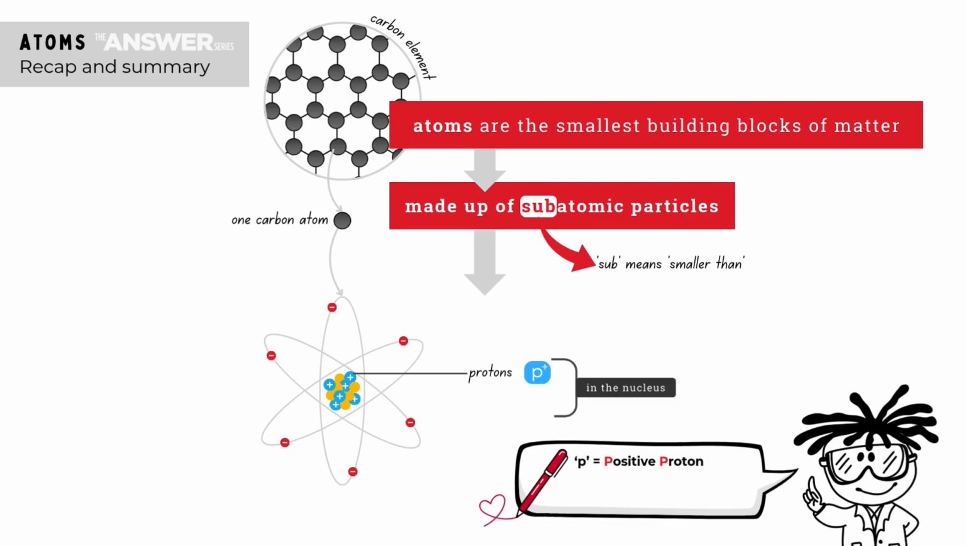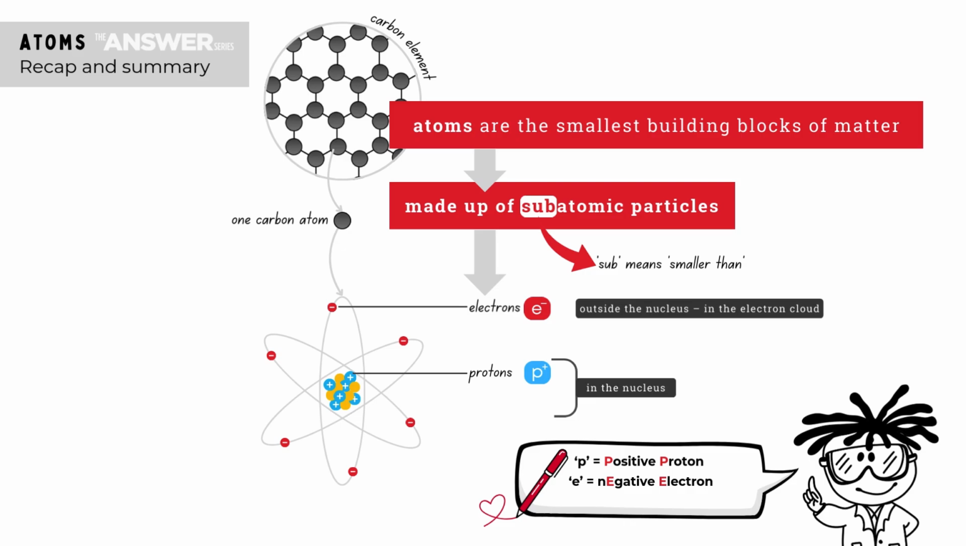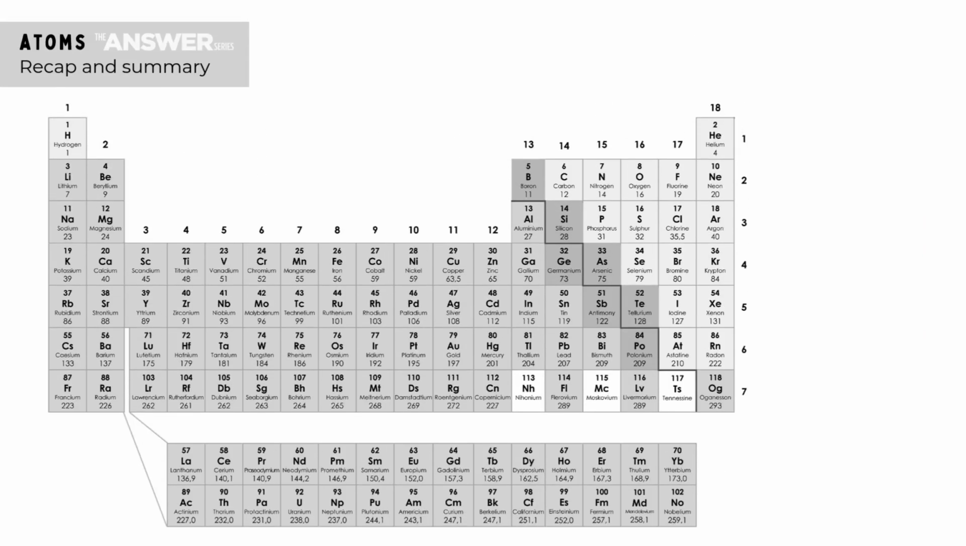Protons occur in the nucleus of the atom and have a positive charge. Electrons occur in an electron cloud that surrounds the nucleus and they have a negative charge. Neutrons occur in the nucleus of the atom alongside protons, but they have no charge. They are electrically neutral.